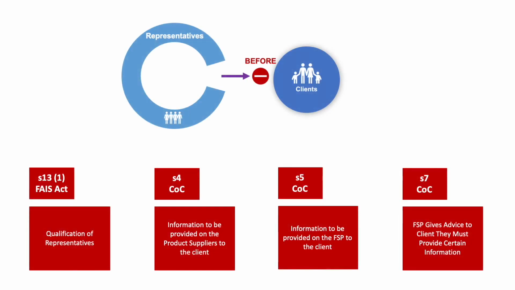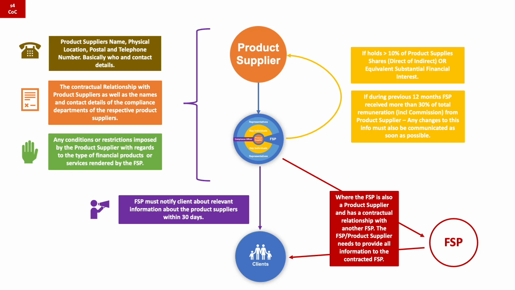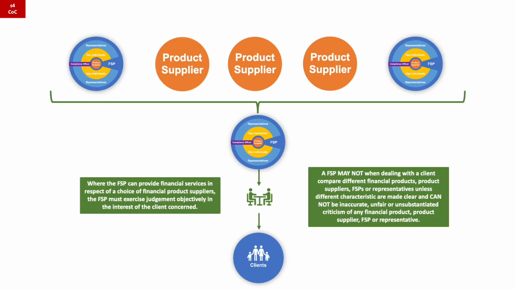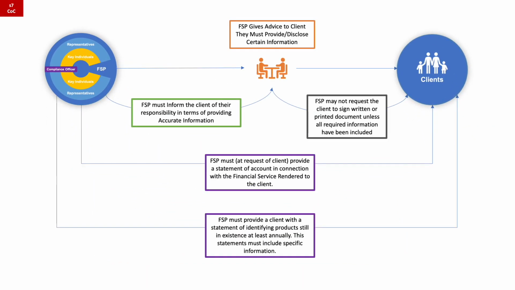So let's go through a final overview of what has been covered. We covered all the sections relating to disclosures that need to be made by a representative before rendering a financial service. Then we looked at what fit and proper requirements the representative must meet before acting as a representative of an FSP. Then we looked at the requirements around the disclosure to be provided to the client about the product supplier and product provider. Then we looked at the information about the FSP that needs to be disclosed to the client. Lastly, we looked at the information that must be disclosed to the client when giving advice.